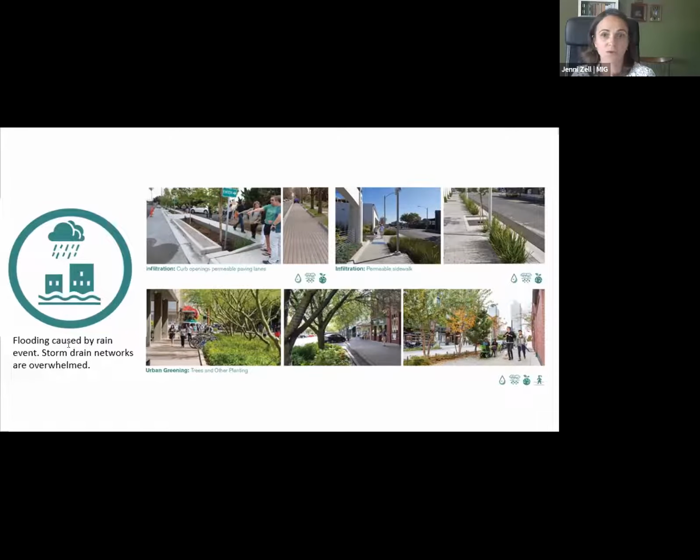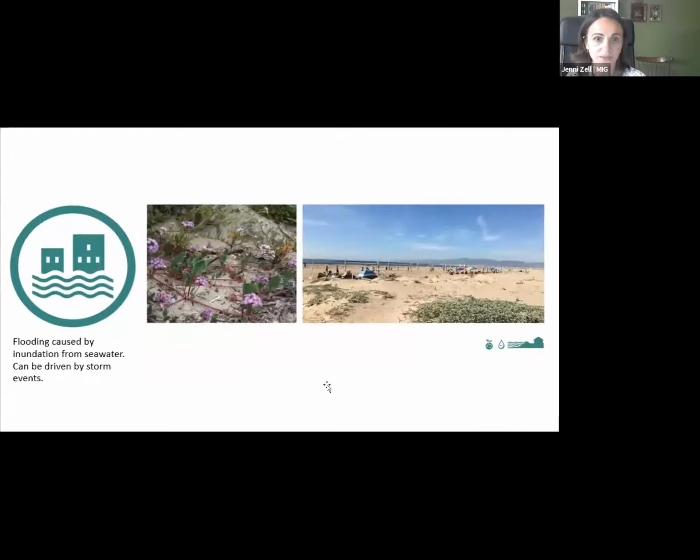quick overview. These measure flooding for a rain event when the existing storm drain network is overflowed: different types of infiltration measures, curb openings, permeable paving lanes, permeable pavers, and also sidewalks with planters. Also urban greening; those trees do a lot of hard work in slowing stormwater and keeping us cool here.